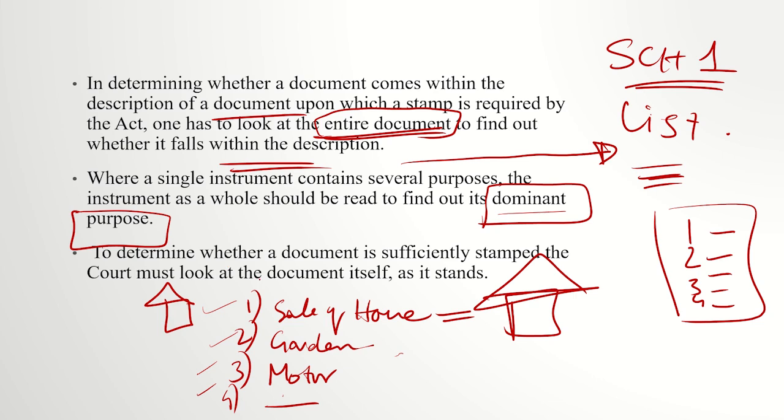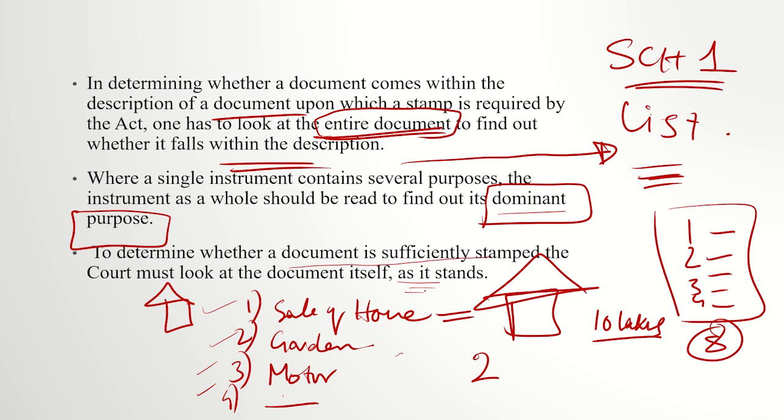So to determine whether a document is stamped properly or not, the court must look at the document itself as it stands. Suppose for a house I have to pay totally 10 lakhs stamp duty. I am paying only 8 lakhs, then I am escaping. So 2 lakhs is the stamp duty which is underpaid. That means we have a situation where the document is not sufficiently stamped.